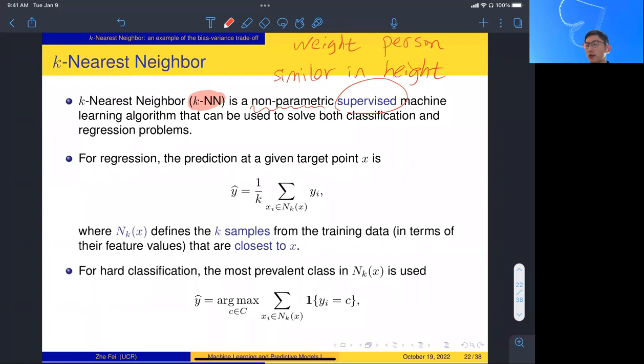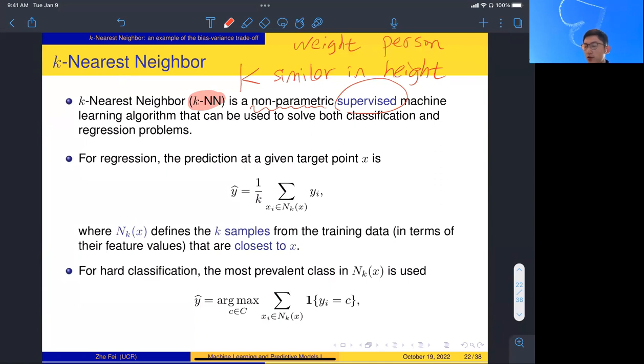That is the idea of k nearest neighbor. Here k basically refers to how many similar subjects you use. Whether you find 10 people that are similar in height, or you find 5 people, then k would be 5. That's really the intuition behind the k nearest neighbor.